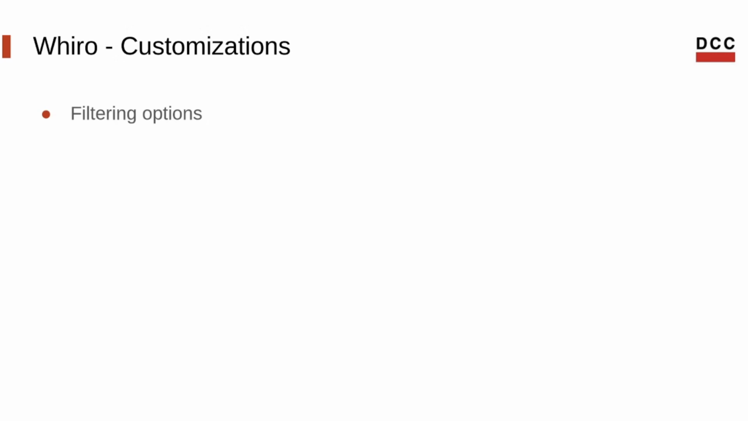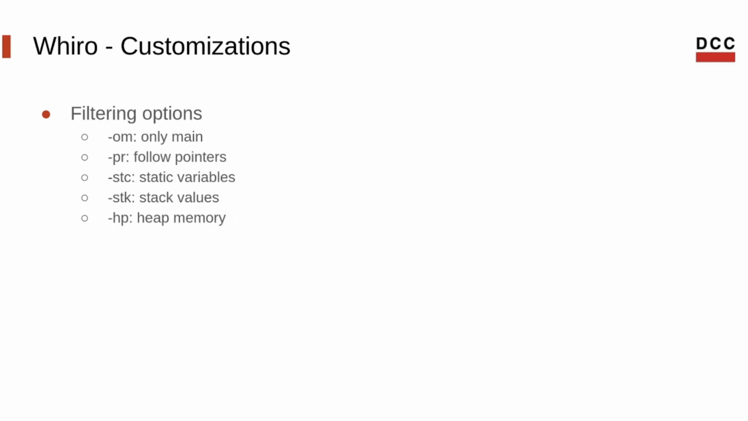We have the filter options that will filter the program state. We have OM that will inspect only the main function of the program. PR that will follow the context pointed by pointers, so we'll print the values that are in regions that are pointed by pointers. We have STC that will inspect only the static variables. STK that will inspect only the variables that are in stack. HP that will inspect the reachable heap. We have the FP that will inspect the entire heap at every inspection point.